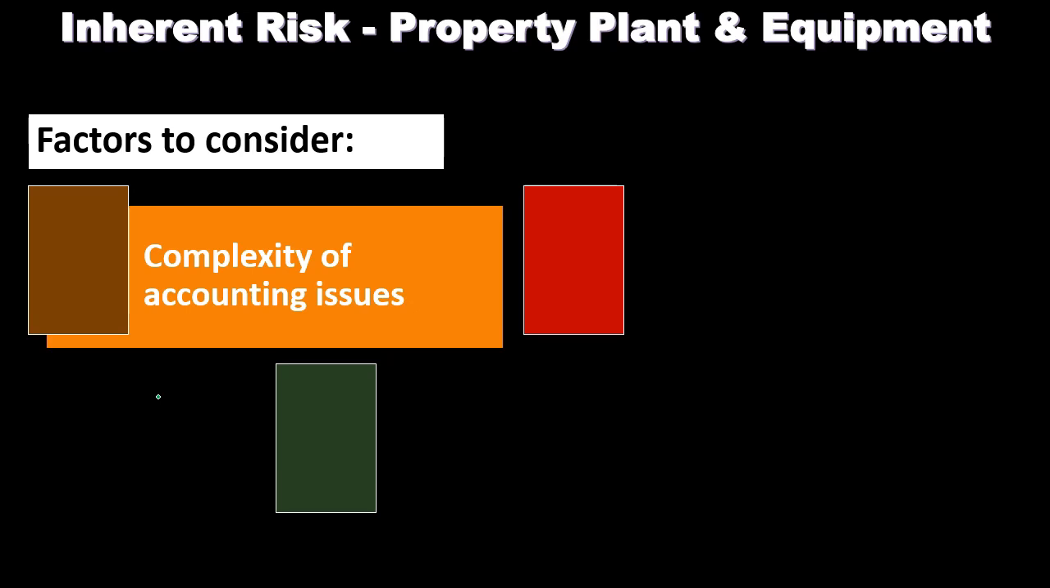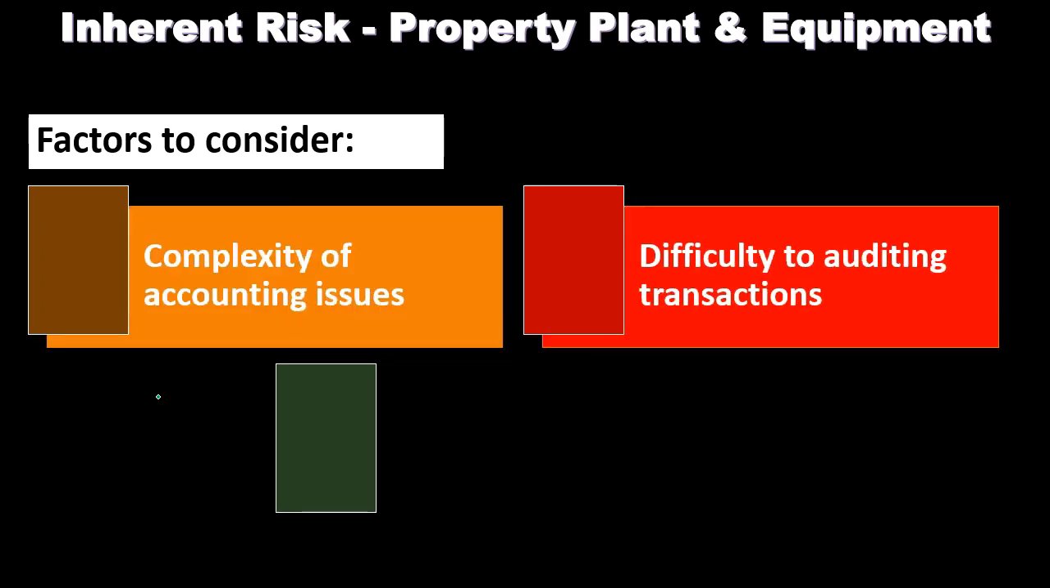It basically depends on the type of transactions involved with property, plant, and equipment, but because they're larger dollar amounts, they could be material, and if we have some types of transactions related to them, they can be more complex, such as a transaction like a capital lease. It could be a little bit more difficult for us to consider.